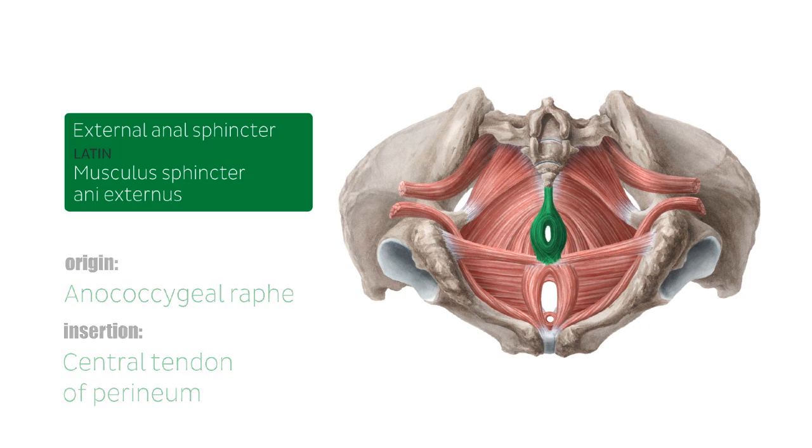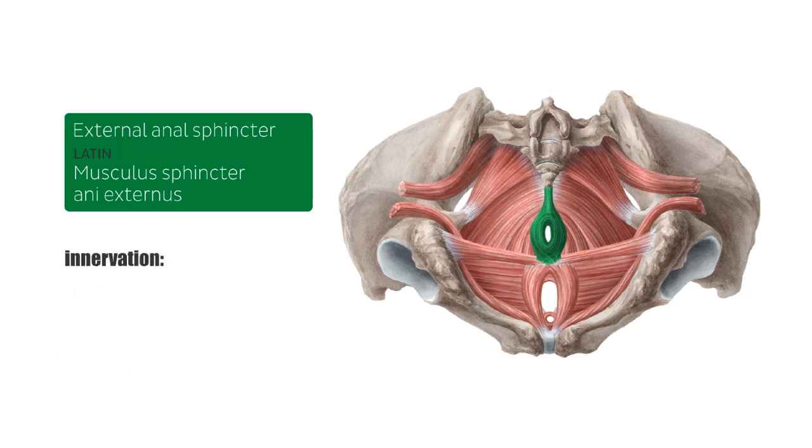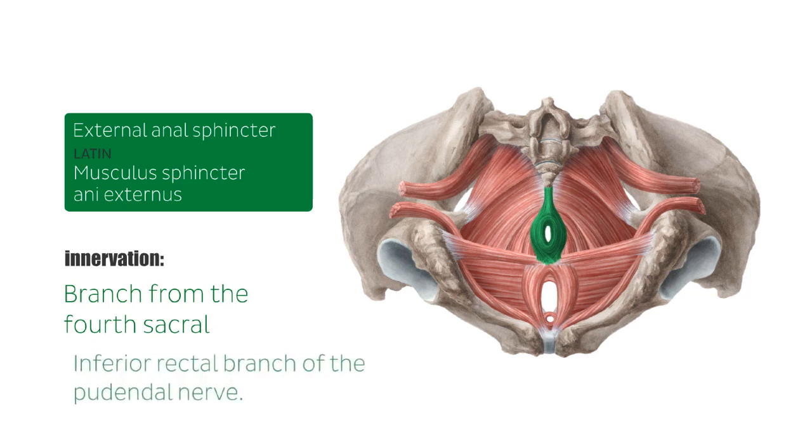In terms of the innervation of the external anal sphincter, a branch from the fourth sacral nerve and also twigs from the inferior rectal branch of the pudendal nerve will be innervating the external anal sphincter.